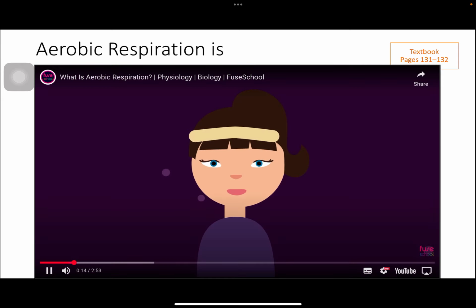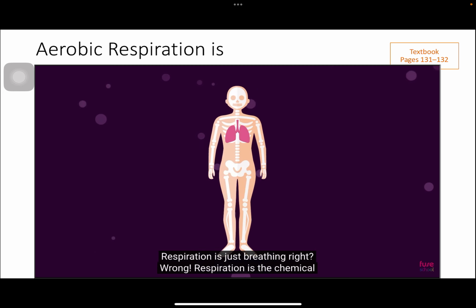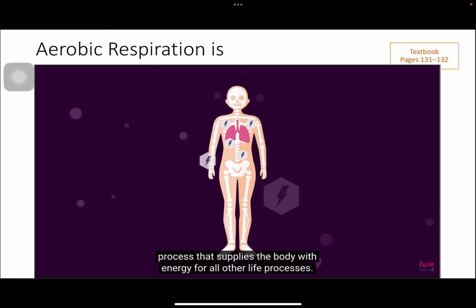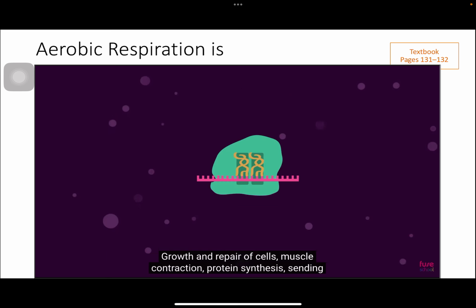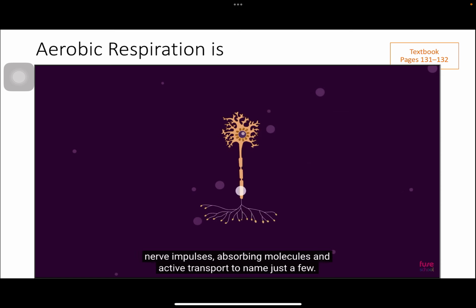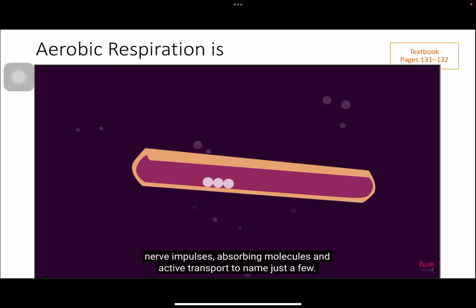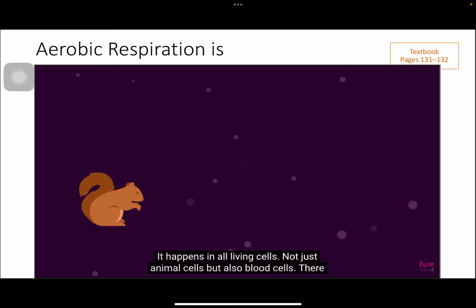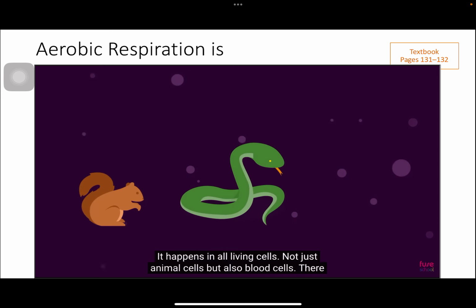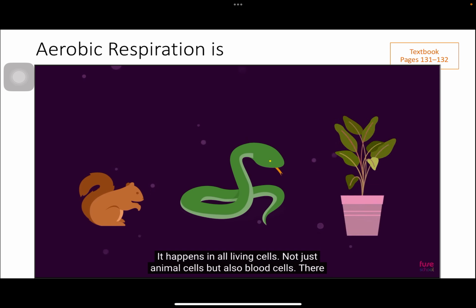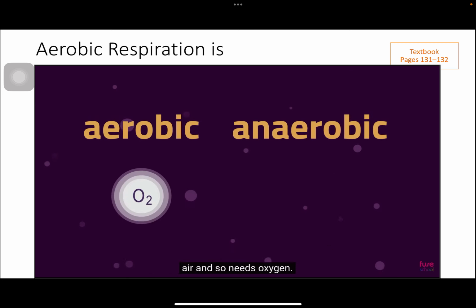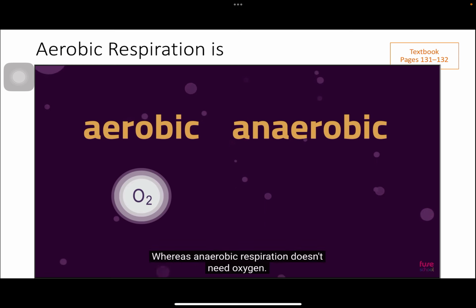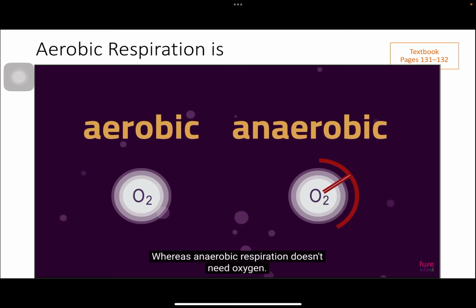Respiration is just breathing, right? Wrong. Respiration is the chemical process that supplies the body with energy for all other life processes: growth and repair of cells, muscle contraction, protein synthesis, sending nerve impulses, absorbing molecules, and active transport, to name just a few. It happens in all living cells, not just animal cells, but also plant cells. There are two types of respiration: aerobic and anaerobic respiration. Aerobic means with air, and so needs oxygen, whereas anaerobic respiration doesn't need oxygen.